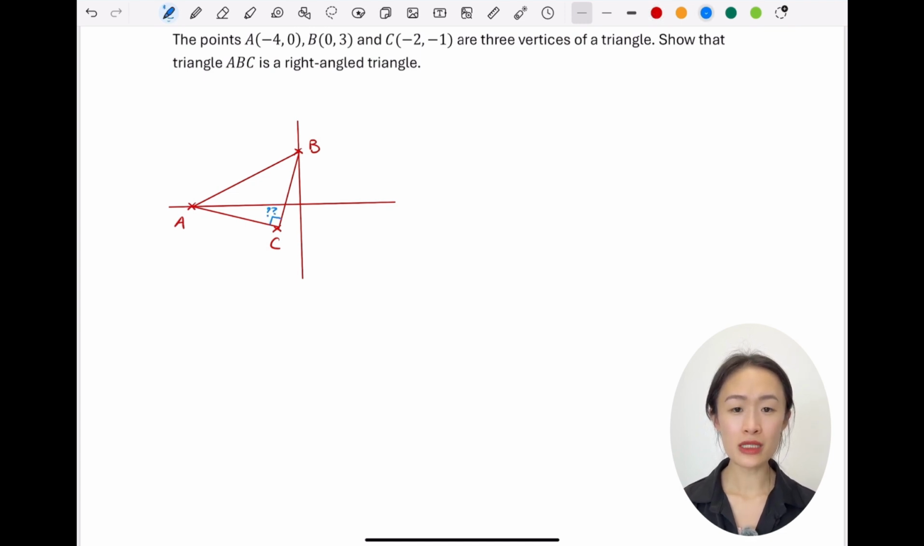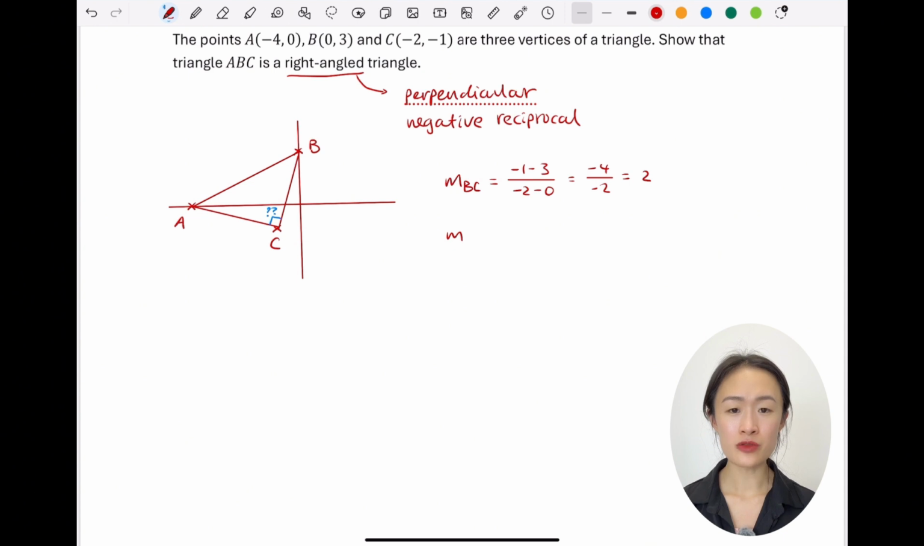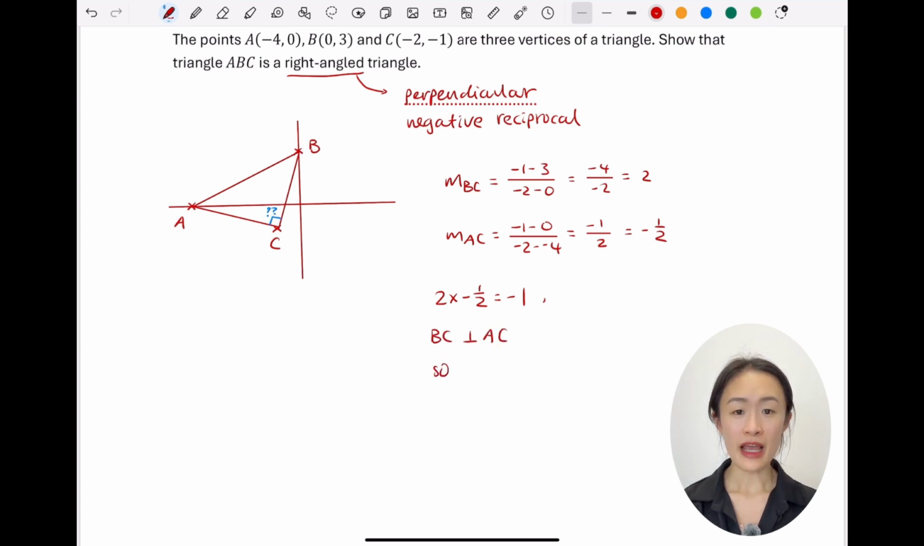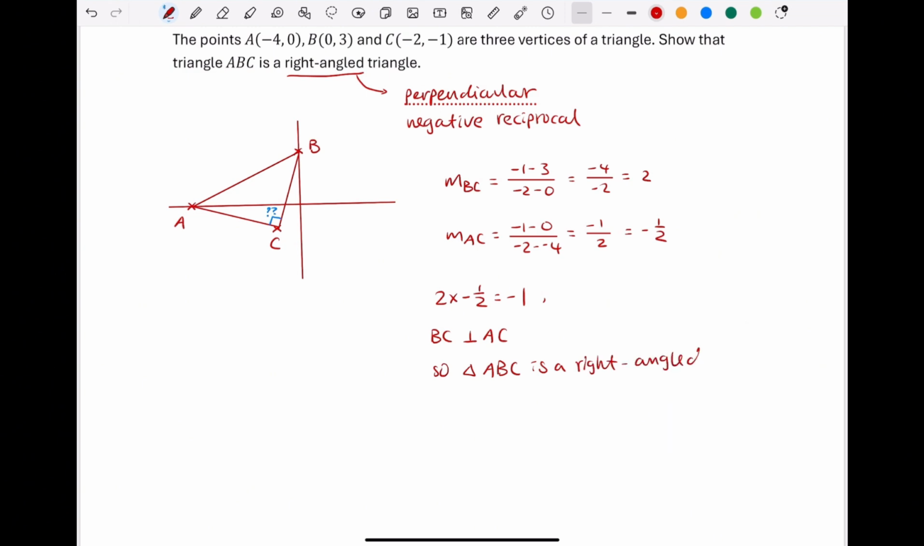So if I want to show a triangle is a right-angled triangle, that means 2 sides are perpendicular to each other. That means their gradients are negative reciprocals. Let's find the gradient of BC, and that gives us 2. Let's find the gradient of AC, which is -1/2. Now, in order to show that they are perpendicular, we need to show that they are negative reciprocals. Negative reciprocal means if I multiply them together, they should give us -1. So 2 times -1/2, that's -1. So we can say that BC is perpendicular to AC, and this symbol here means perpendicular. Therefore, we can claim that triangle ABC is a right-angled triangle.